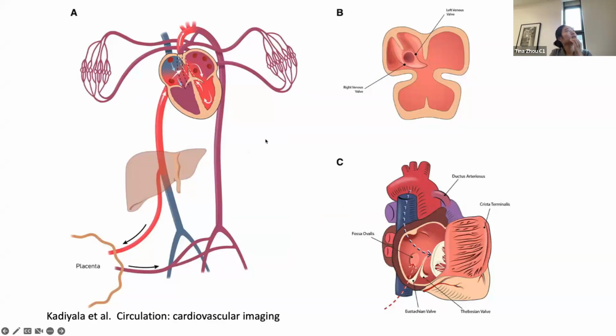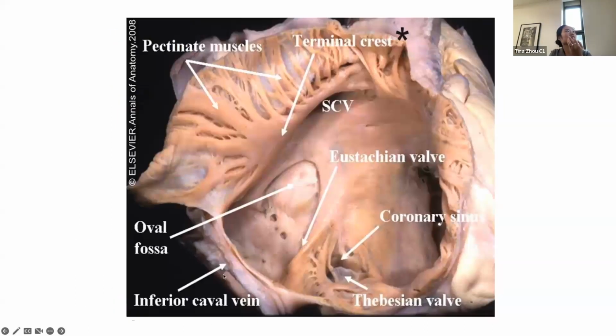This is just a schema demonstrating the fetal circulation. As the blood comes in through the IVC, the valves are here, and they help direct the blood through the foramen ovale into the left side, bypassing the right ventricle. And this is another view of the valve here. This is what it actually looks like. As you can see, the eustachian valve and the terminal crest are pretty thick structures. That's why they're quite obvious, while the Thebesian valve is very, very thin, so it's hard to see.